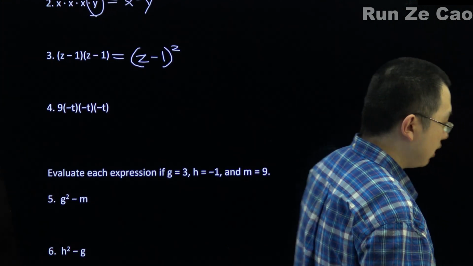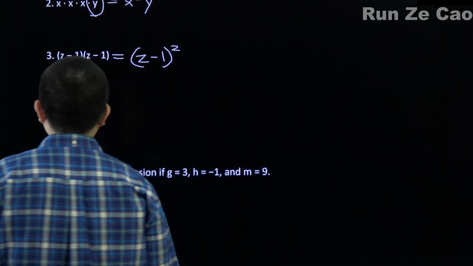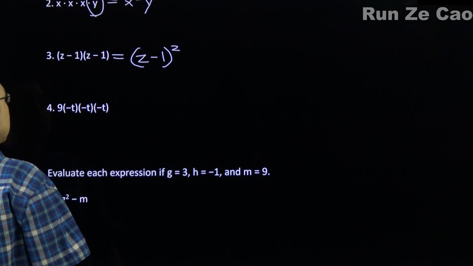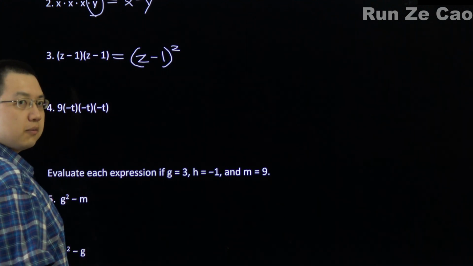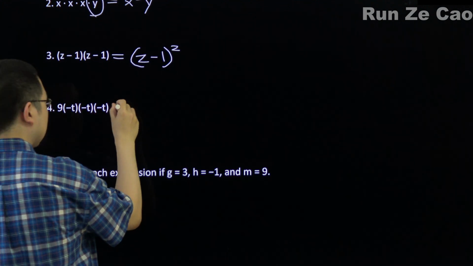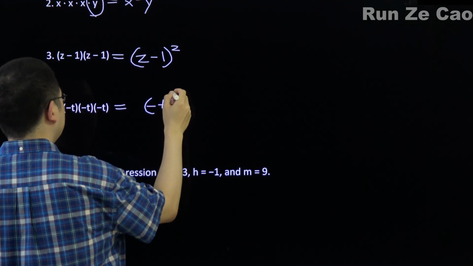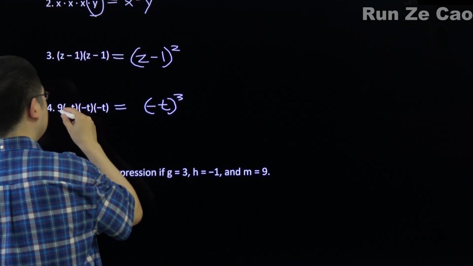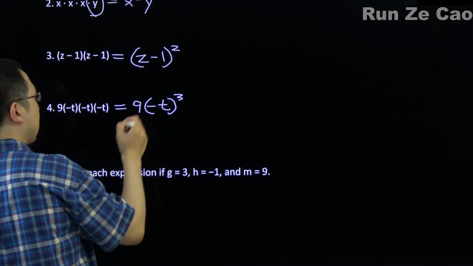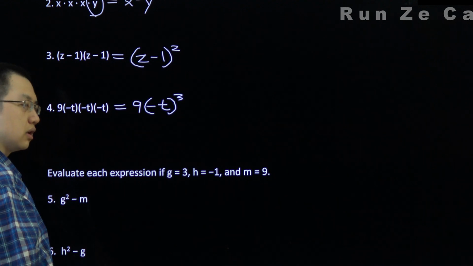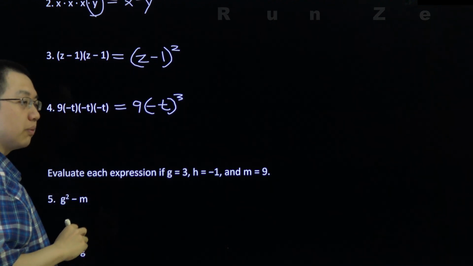Down here, we're going to have 9 times negative t times negative t times negative t. So, what's this thing that's being multiplied by itself? Oh, it's negative t. And how many of it are there? There's 3 of it. And 9 is the coefficient in front, the constant number that's being multiplied in.